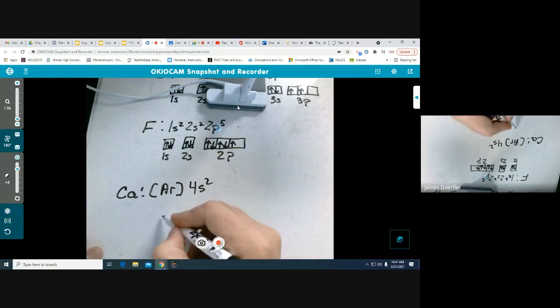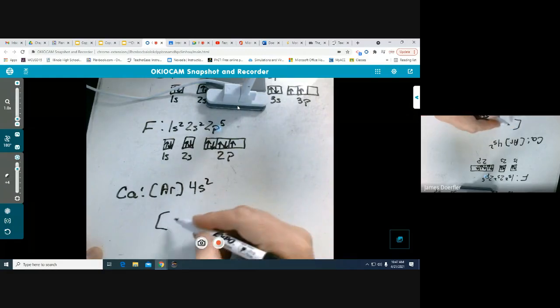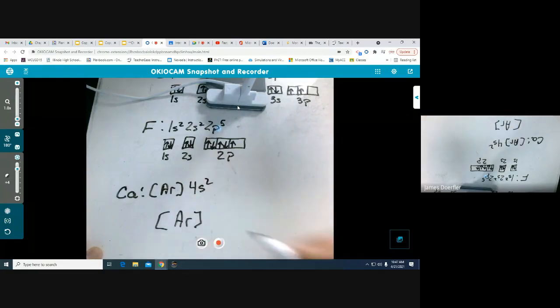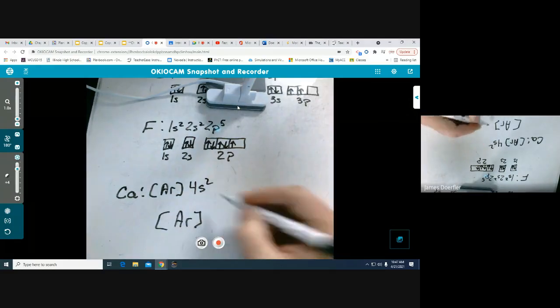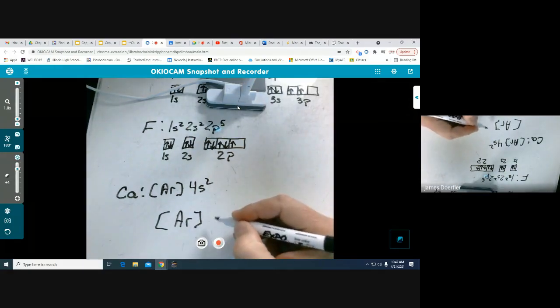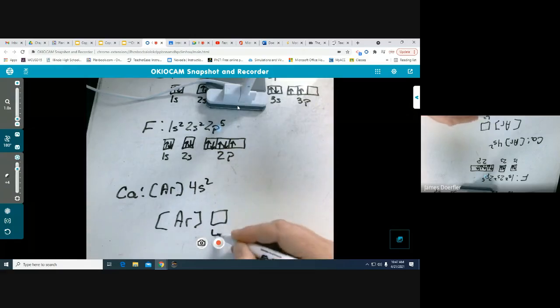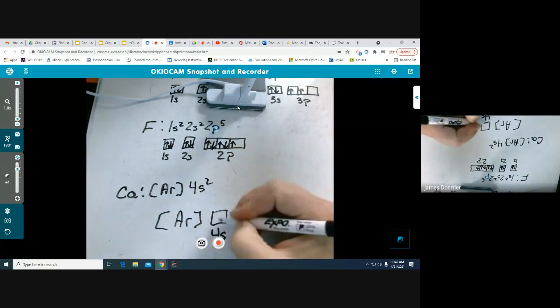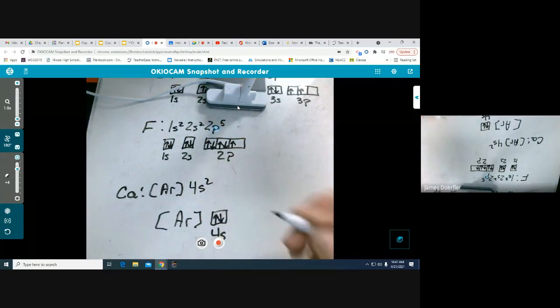So this time when we do this, we follow the same procedure, except this time we rewrite the noble gas that is used, and then we follow it up with the boxes that are needed. So how many boxes do I need for this one? And again, you label it appropriately. How many electrons go in here? 2. 1 up, 1 down. Questions on orbital box diagrams?